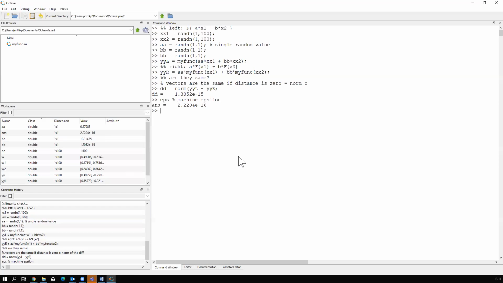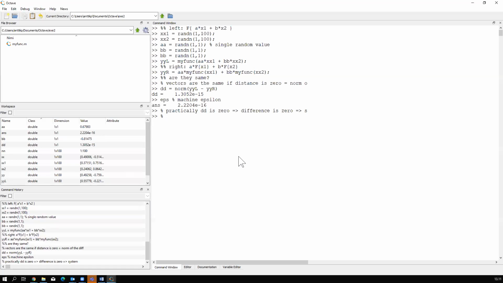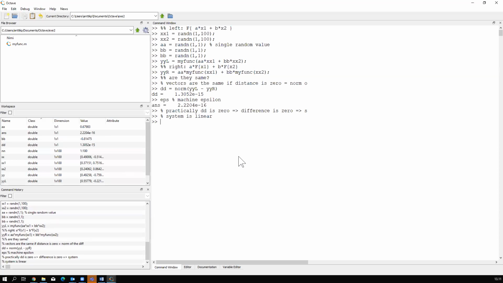So practically it is zero, which means that the difference is zero, which means that the system is linear. Okay, great. That's how you check if the system is linear.